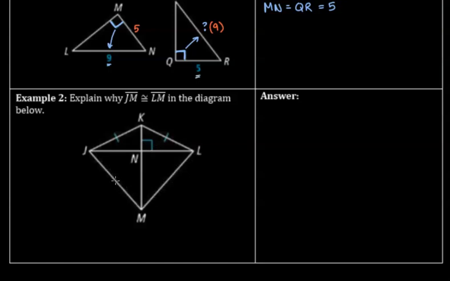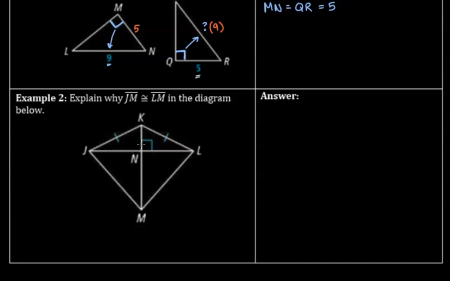Well, I notice that they are both parts of two different triangles. They'd be like corresponding parts of a couple different triangles. They'd be corresponding parts of triangles JNM and LNM. They'd also be corresponding parts of triangles JKM and LKM. If I can prove one of those two pairs of triangles congruent, then I could use CPCTC to say that these two segments would have to be congruent as well.